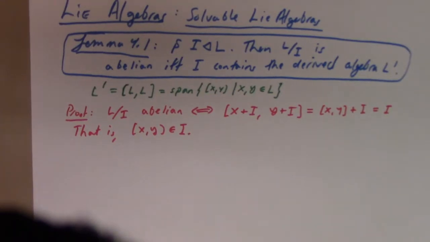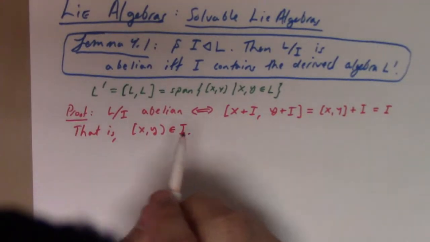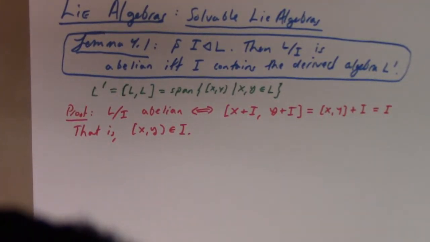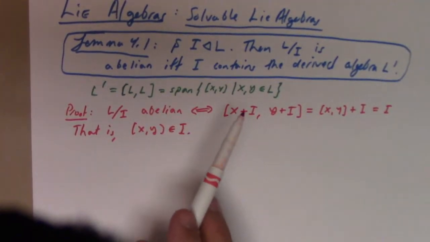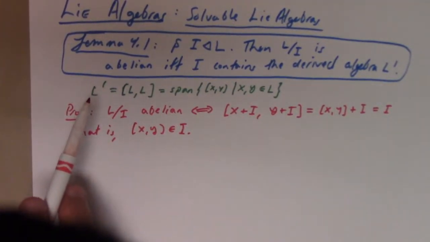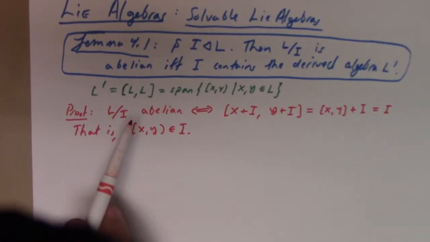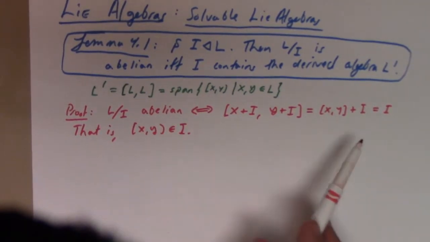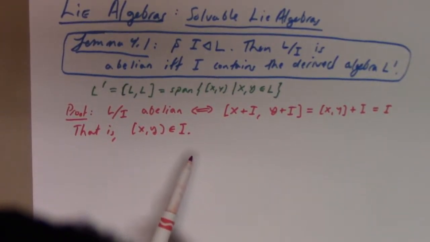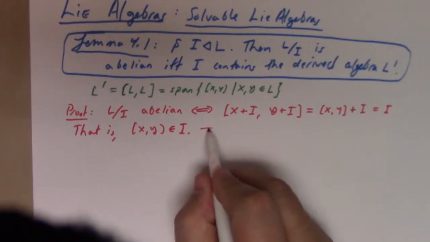Excuse me. So what do we need? We need that the bracket of x and y is contained in I, right? But what was? But certainly. So I'm trying to prove what now? So let's see here. I guess he's giving an if and only if proof, right? L mod I is abelian if and only if this is equal, right? But then this is true if and only if what?